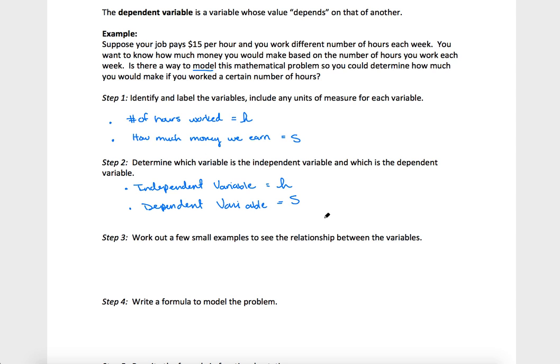Okay? All right. So I'm going to go ahead and rewrite this using functional notation. So I know that my independent variable is H and my dependent variable is S.